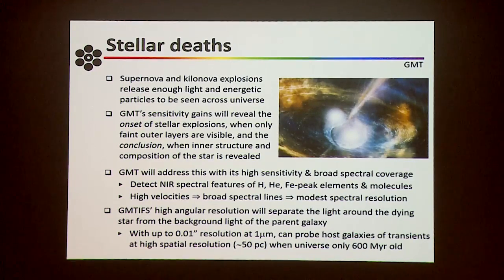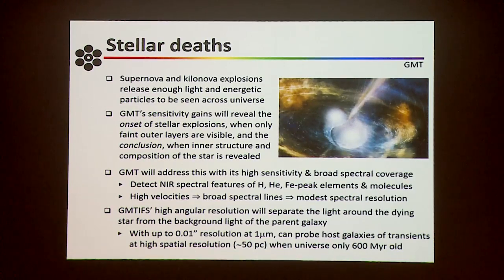We want to detect the near-infrared spectral features of hydrogen, helium, and the iron peak elements and molecules, but we also want to be able to resolve the structures that are going on. Luckily, because everything in these explosions is happening at high velocity, that means we only need very modest spectral resolution. The key thing again is the high angular resolution, and there we need it to separate the light around the remnant itself from the background light of the host galaxy, the environment in which that remnant is being found.